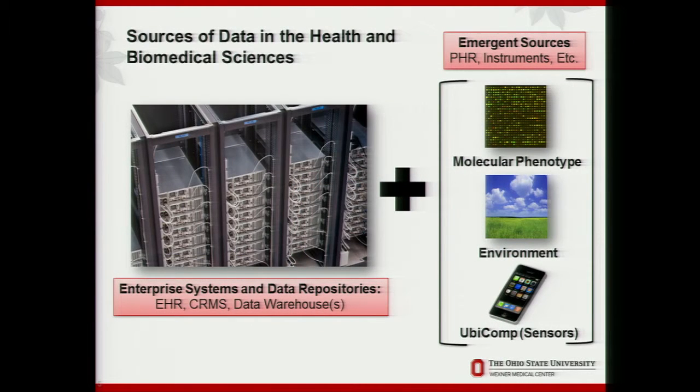As I've already alluded to, these sources of data are ever expanding in biomedicine. There are typical systems that we might encounter in the clinical environment, such as our enterprise systems. You may have interacted with some of these: our electronic health records, clinical research management systems, various data warehouses. And I always tell people we mistakenly refer to data warehouses as a singular. I rarely have encountered an academic health center where there is but one data warehouse, and they exist at many different scales. And then there's any number of emergent sources, right?